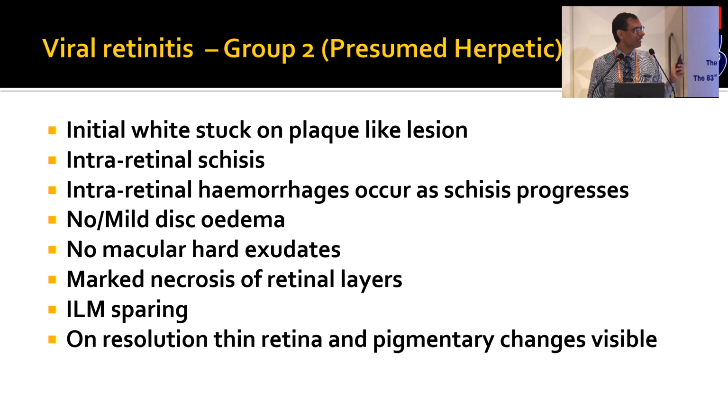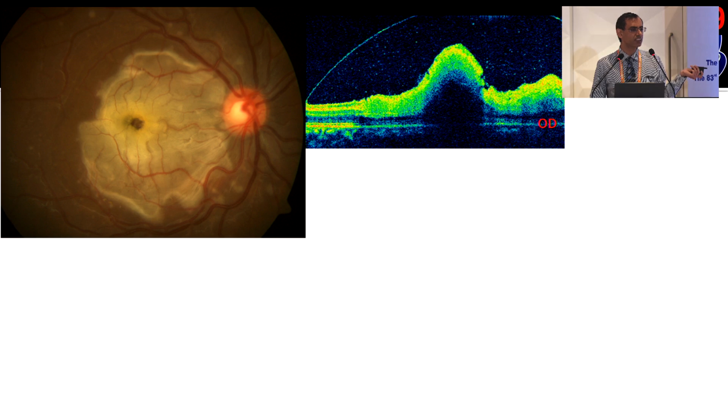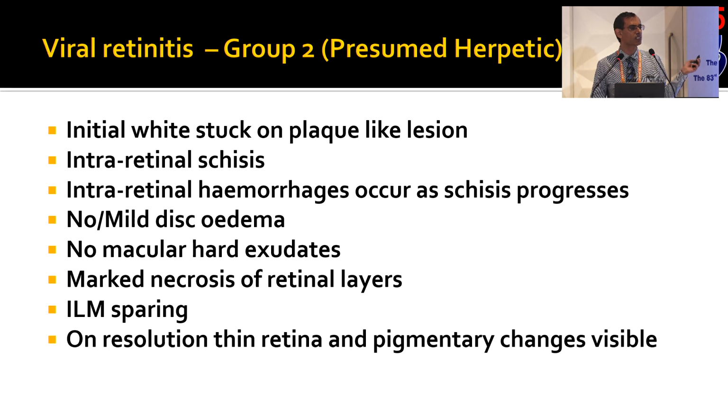Okay, so the second is a viral retinitis. This I have sort of seen, these are white stuck-on plaque-like lesions, unlike the fluffy lesion which I showed you earlier.